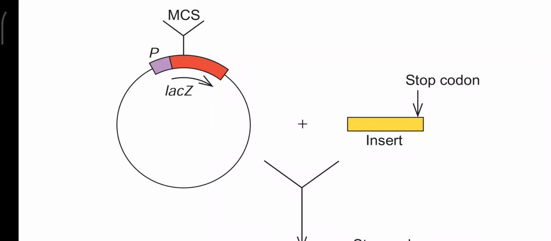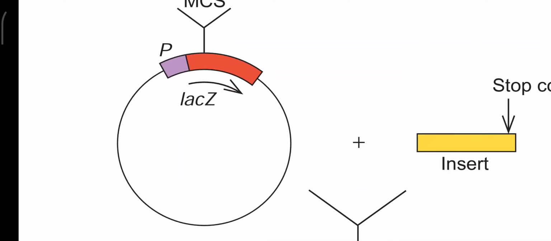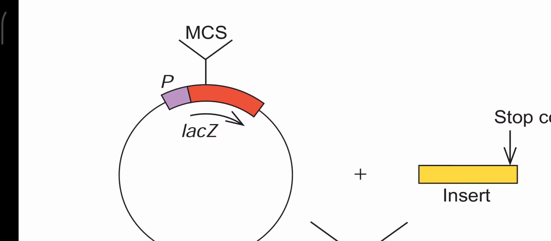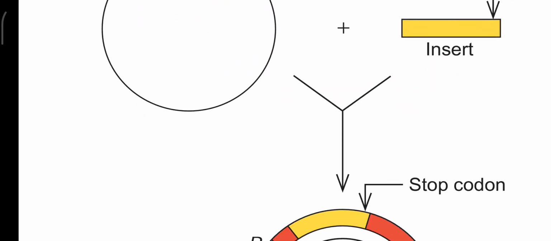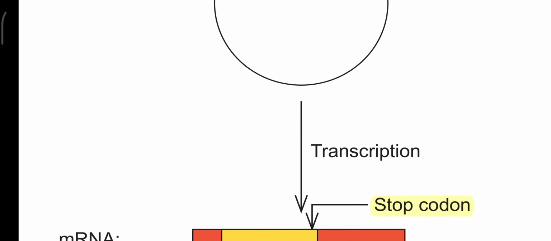Expression of a cloning vector. Here the yellow one is the insert having a threaded stop codon, and here is the vector having a multiple cloning site within the lacZ gene and a promoter. When it gets inserted and transformed into your bacteria for cloning, it expresses that target protein.